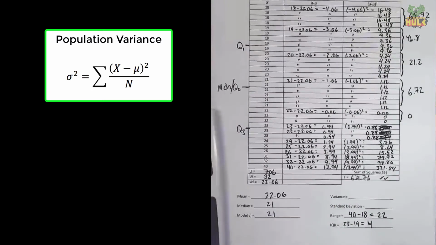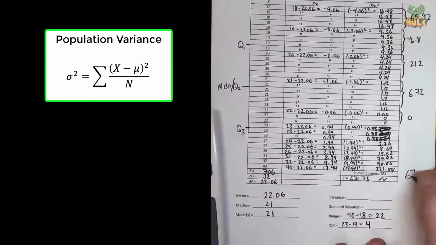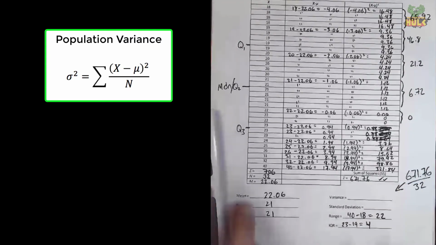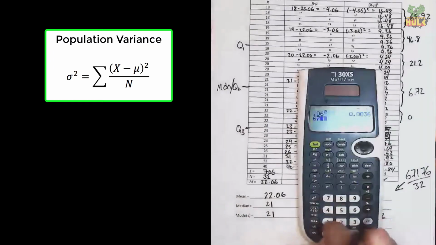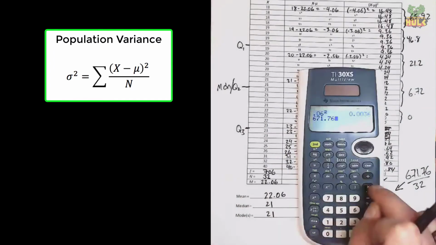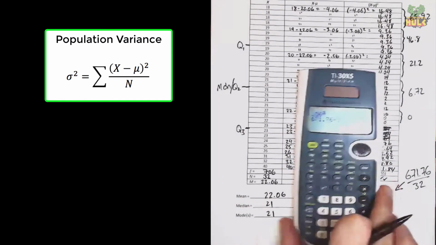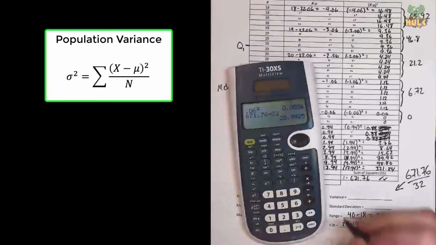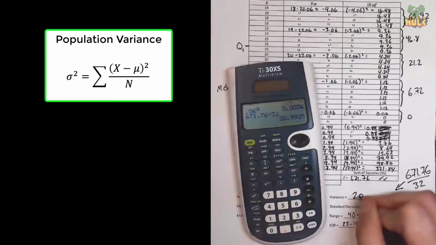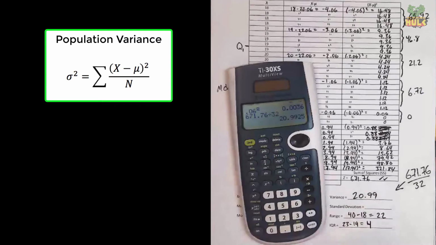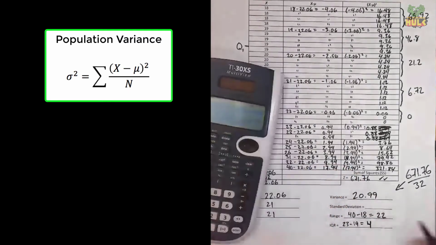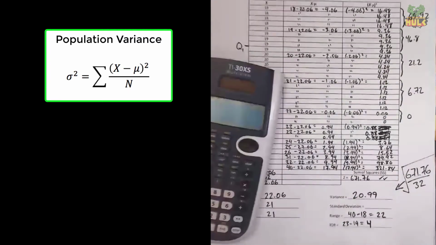Remember that our variance formula now just simply tells us to take this divided by this. So 671.76 divided by 32 gives you variance. So 671.76 divided by 32, then we get variance to be 20.9925, so 20.99. To get standard deviation, we just take the square root of it, right?